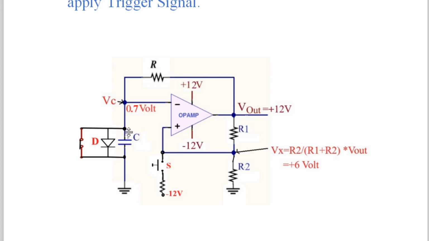But the diode gets forward biased, and the voltage across the diode, that is between the anode of the diode and ground, means this point and this point are the same. So the voltage at the anode of the diode with respect to ground becomes 0.7 volt. This is very basic electronics.